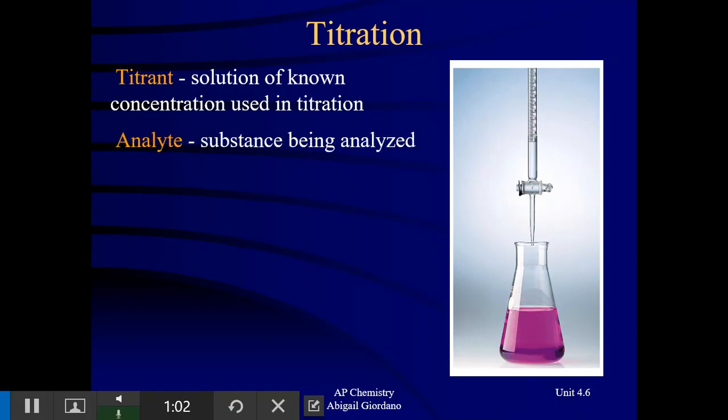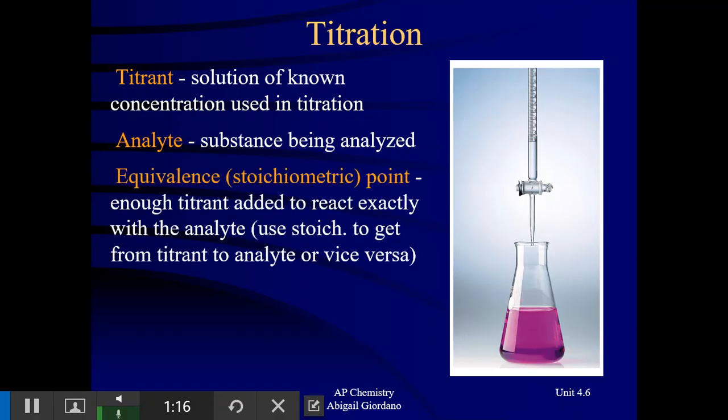The unknown, the substance you are analyzing, is typically going to be found in the flask on the bottom, and that is called the analyte because it's the thing you are analyzing. And the whole purpose of a titration, and there's different types of titration, is to reach what is called the equivalence point. Sometimes in some textbooks it's called the stoichiometric point, which means that you've added enough titrant up in the burette to react exactly with the analyte.